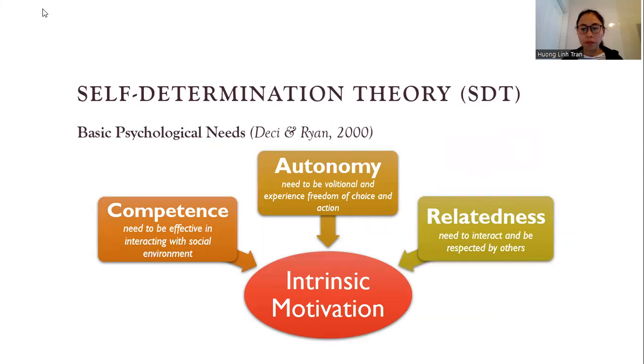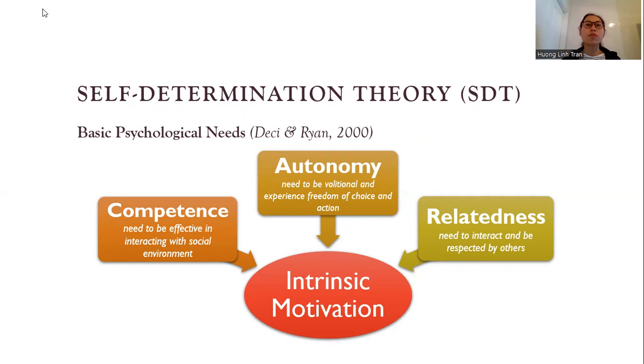Apart from three types of motivation, self-determination theory also includes the basic psychological needs theory. This is one of the 6 mini theories of self-determination theory. According to this theory, people, apart from three types of motivation, like amotivation, extrinsic motivation, and intrinsic motivation, also have psychological needs, including competence, autonomy, and relatedness.